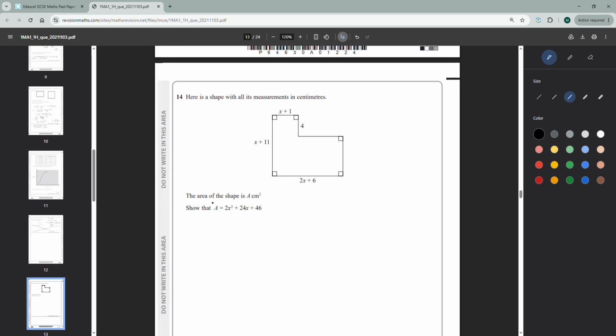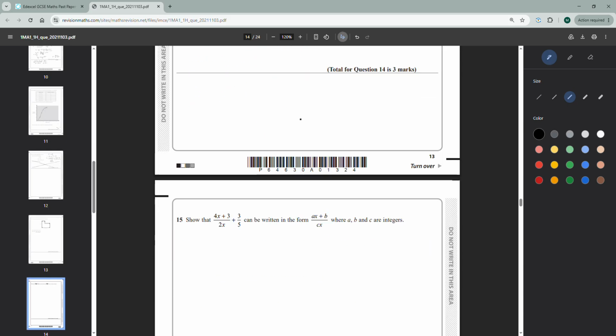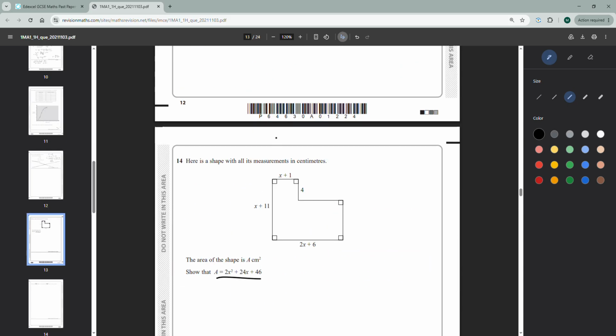Okay, so we're trying to find the area of the shape, A. Show that this... Right, okay, that's actually, this paper's actually nice.